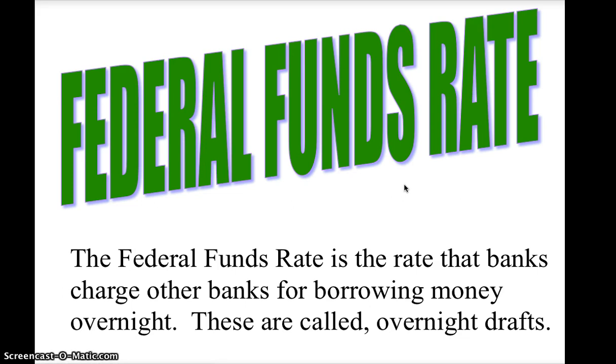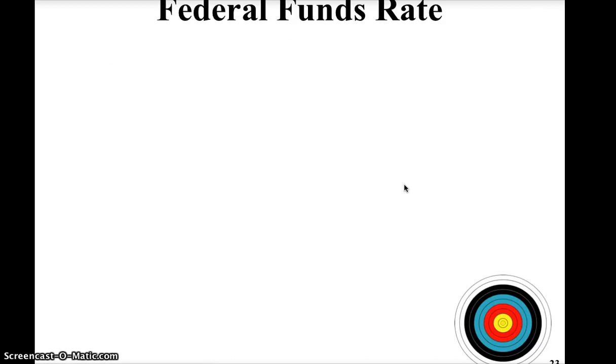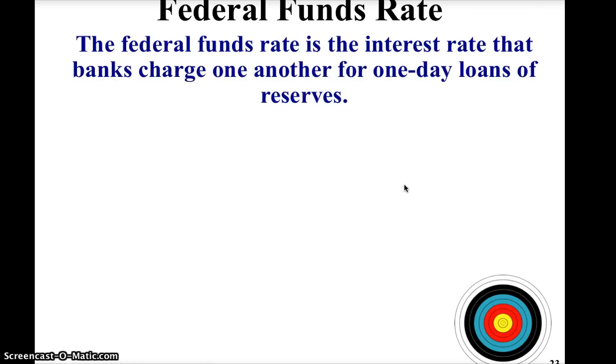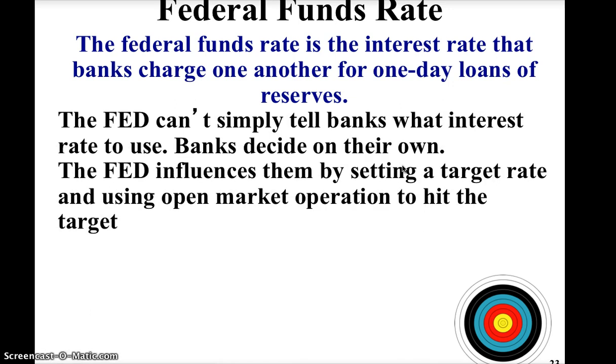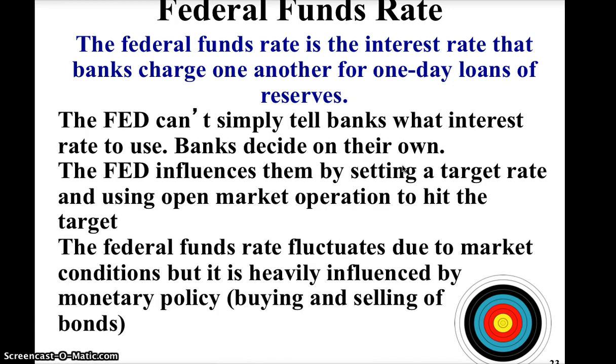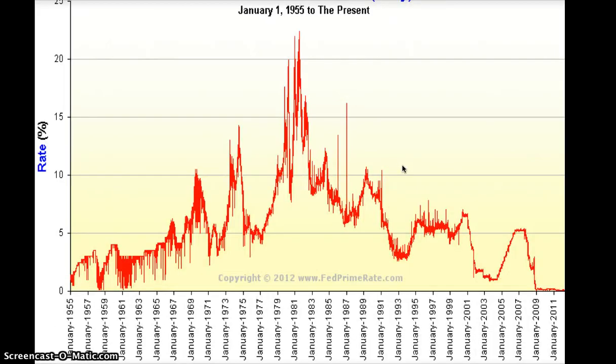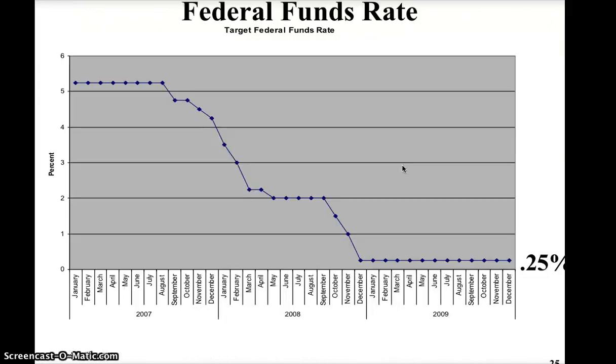And this is the rate when banks borrow from other banks, and these are called overnight drafts. Basically these are one-day loans when you just don't meet your reserve requirement at the end of the day because you made too many loans that day. Okay? Banks decide on their own, but the Fed targets that rate and uses our next tool to actually hit the target. So just to show you, here is the effective federal funds rate from 1955 to the present.